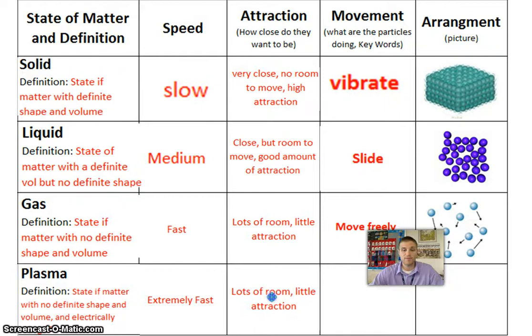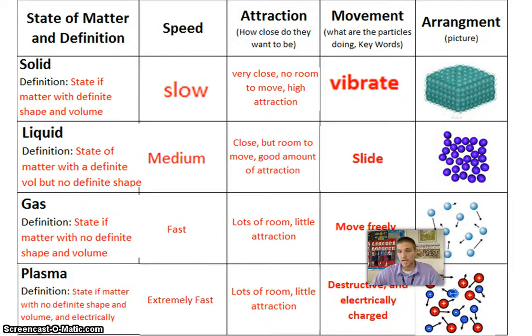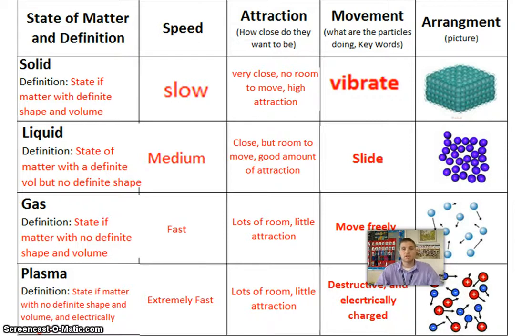They have lots of room and very little attraction, even less attraction and even more room than gas. The keywords I use are that they are destructive or electrically charged. And I look at this picture right here because it shows that they're electrically charged by having those positive and negative signs. Now, that's just a quick overview of the states of matter and how to fill out this table.